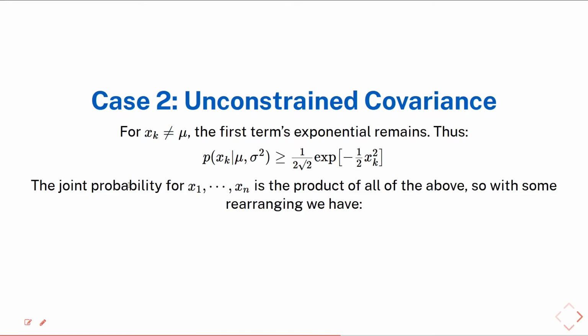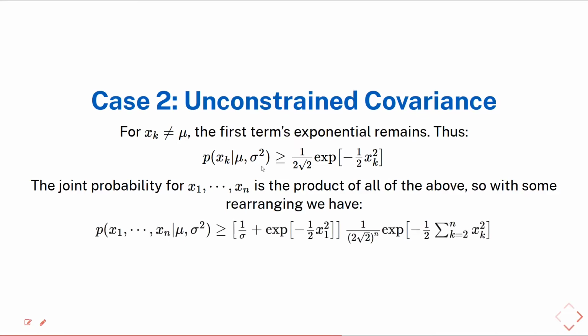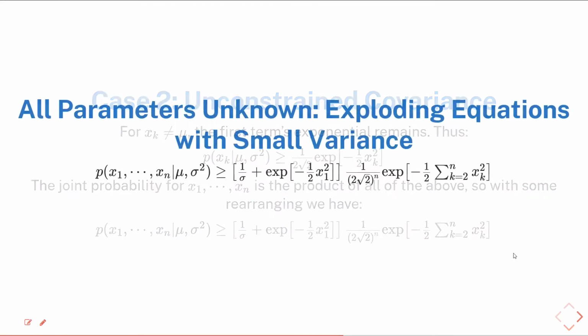The joint probability for x1 through xn is the product of all of the above. So with some rearranging, we end up with the probability of each sample, or D, given the mean and standard deviation, being greater than or equal to 1 over sigma plus exponential of this term times 1 over 2 root 2 to the n times exponential of that summation. We're essentially multiplying many of these probabilities together.